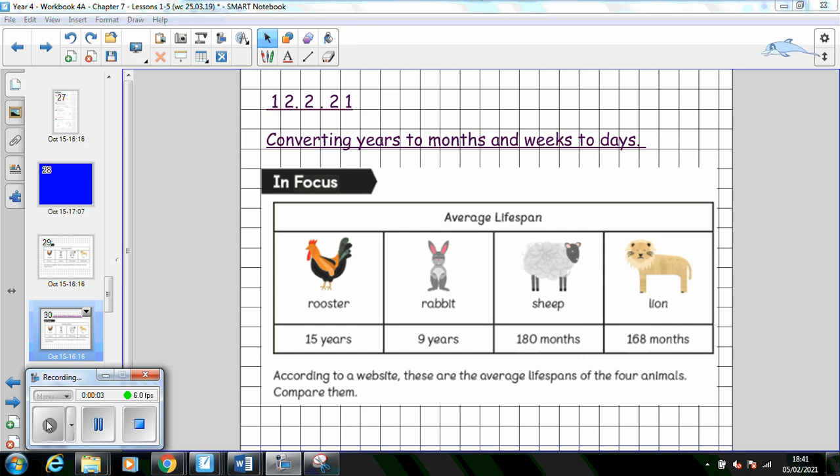Welcome to the last maths lesson of this half term. You've done amazingly well. Today we are converting years to months and weeks to days.